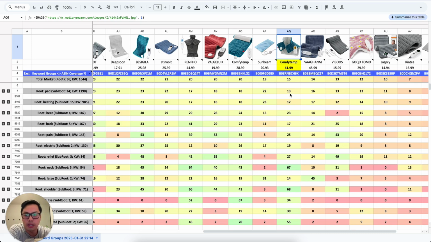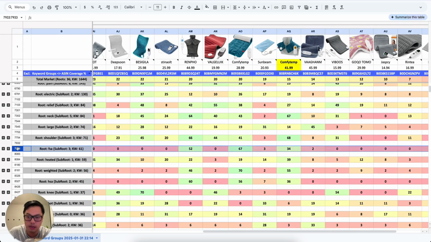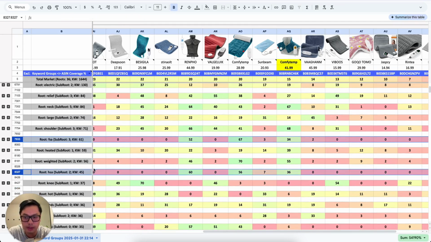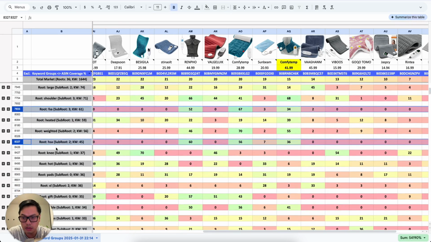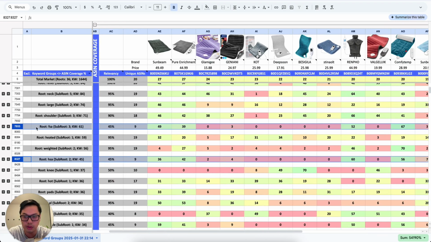So let's see if I can find another example here. One that I did see earlier was here. So we have FSA, we have HSA, and we have the word eligible. Where is it? I can't seem to find it, but this is fine. So you'll notice here, I find that I'm actually winning here. So I'm winning basically 36% and 34% of all the keywords related to FSA and HSA. It has 45 keywords here, it has 61 keywords here.